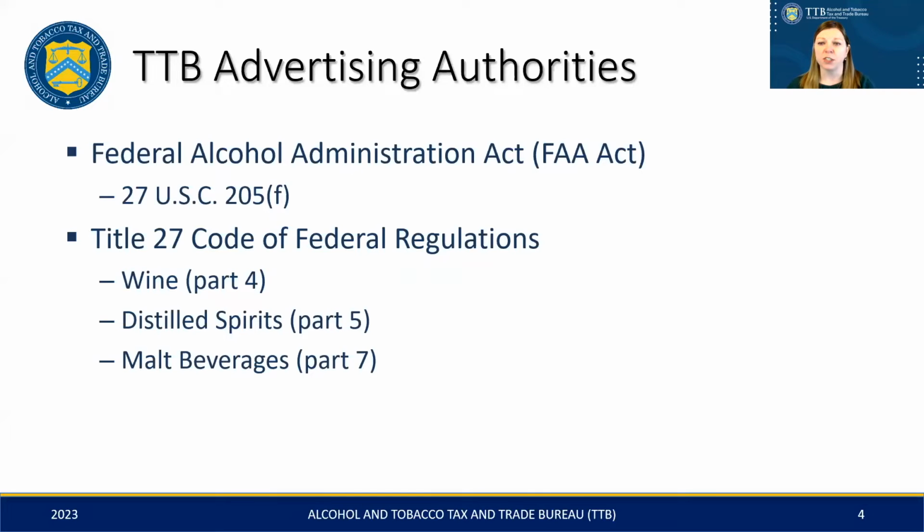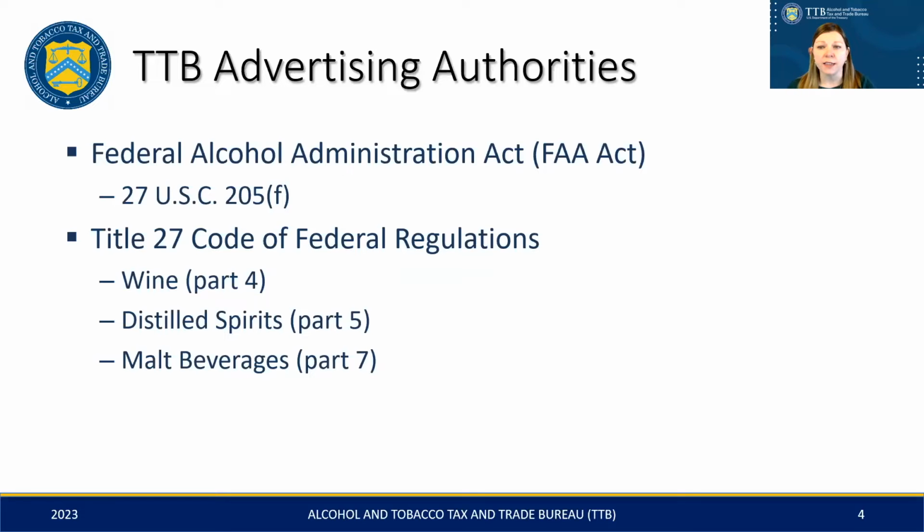Additionally, malt beverages are defined as fermented products made from both malted barley and hops. So wines under 7% alcohol by volume and beers made without either malted barley or hops do not fall under TTB's advertising jurisdiction. Examples of products that do not fall under TTB's advertising jurisdiction include some hard seltzers and lower alcohol ciders. These products fall under FDA's jurisdiction for labeling and advertising.